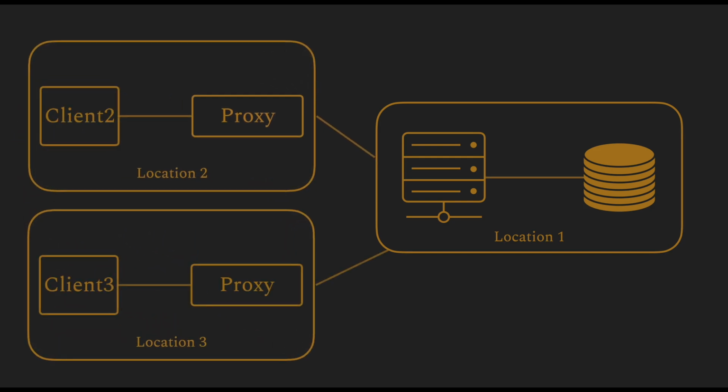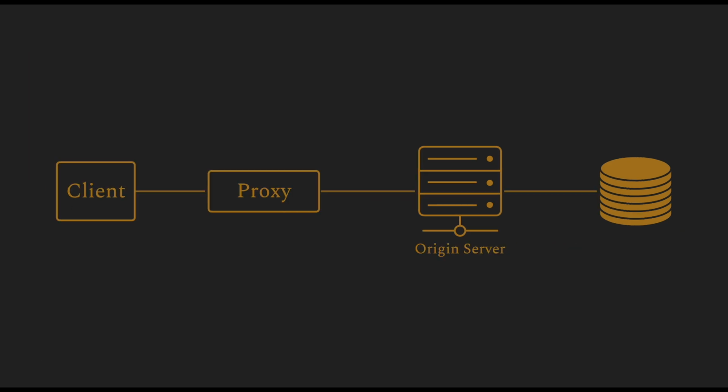In order to improve performance, it's also very typical to deploy only the proxy in the same region as that of the client, with the rest of the components in other locations. When the client makes a request, the request has to flow through the proxy to the origin server. The origin server talks to the database and retrieves the necessary data, which then flows to the client through the proxy.